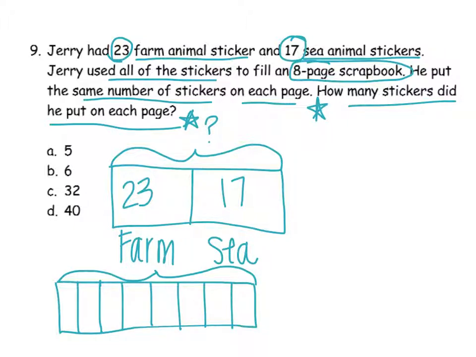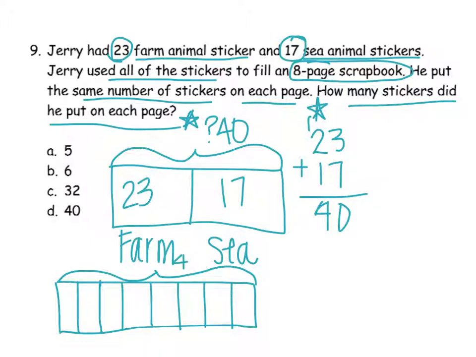So what am I going to have to do with 23 and 17 in order to figure out how many stickers he has altogether? I'm going to have to add. 3 plus 7 is 10. I'm going to write the 0 and carry the 1. 1 plus 2 is 3. 3 plus 1 is 4. So he has a total of 40 stickers.